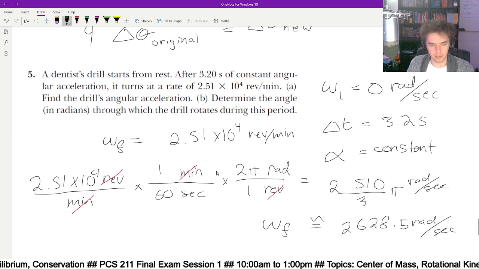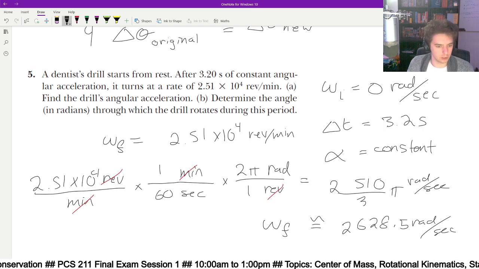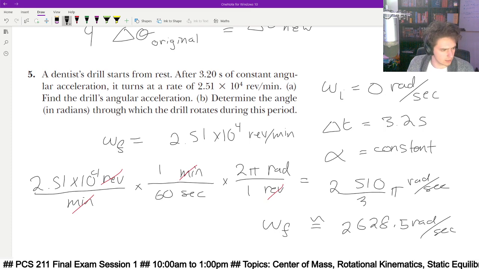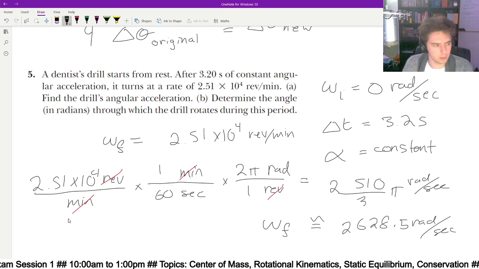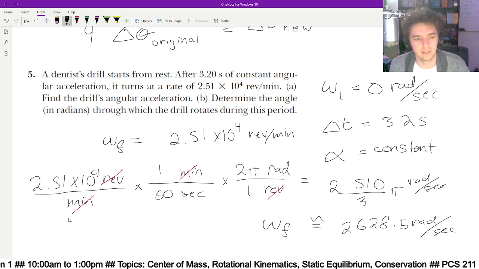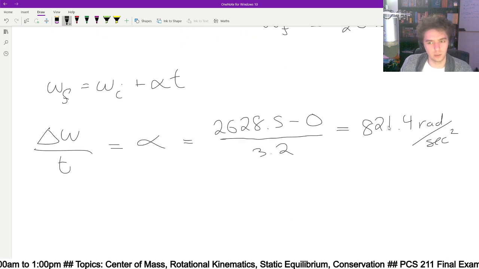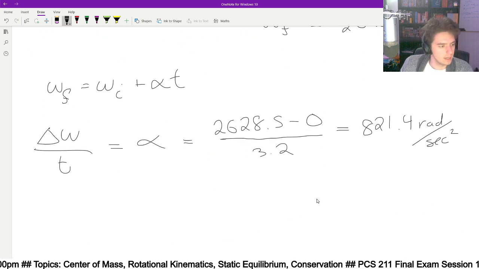So we found the acceleration. It'd be good if someone could check the answers as I'm going. Are they here? No, there's no answer on the page here. But if someone could check the answer for 5A, much appreciated. I got 821.4 radians per second squared.